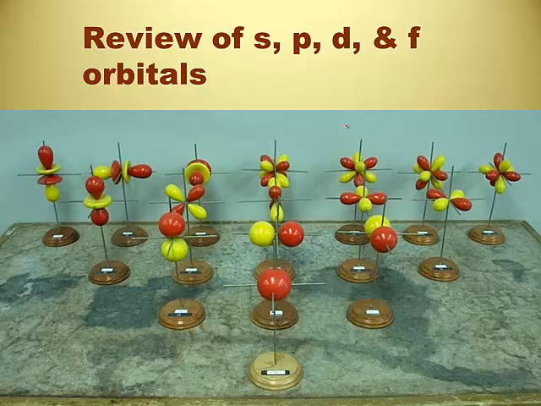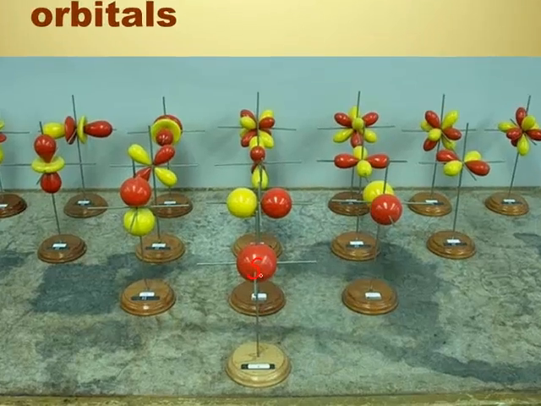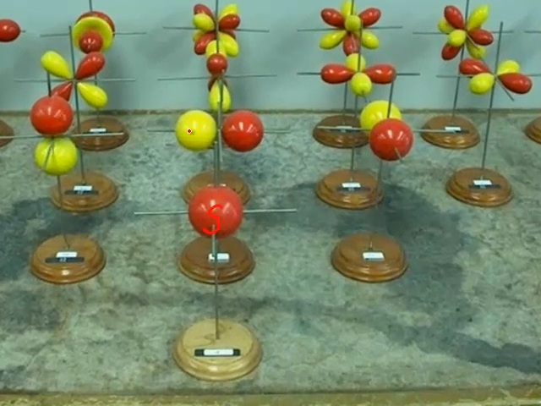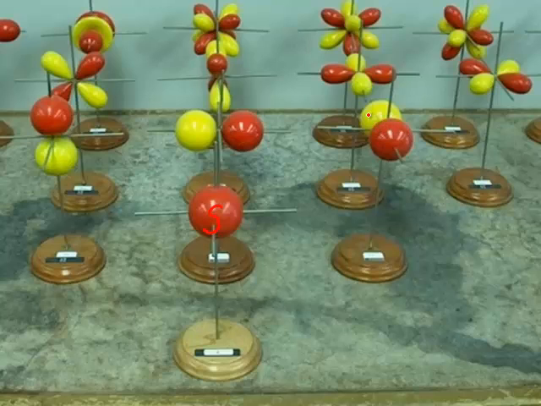Quick review. Let's see if we can name these again. That first one is definitely s, right? 1 orbital because it's spherically shaped. Now these look to me like they're dumbbells. Yep, those are the 3 p's. One going up and down, one going side to side, and one going in and out, px, py, pz.